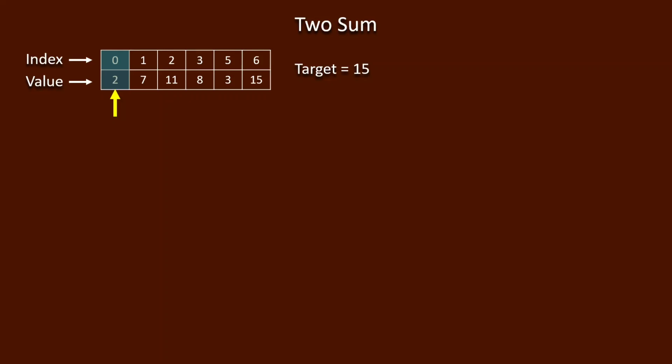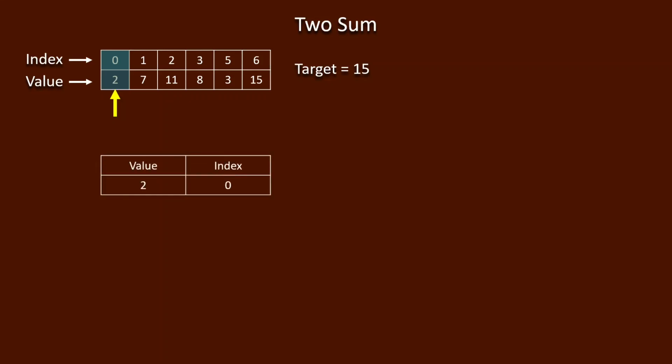Now, how do we do it? We just cache everything as and when we visit a particular element. And then when we visit another element, we just check if our cache contains target minus our current number. So for example, in this case, this is our first element that we are visiting from the input array. So we won't have anything in the cache. Our cache is basically empty.